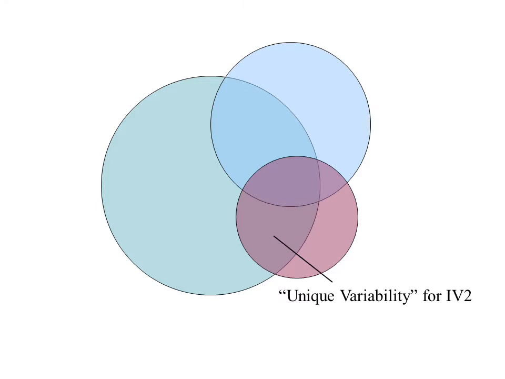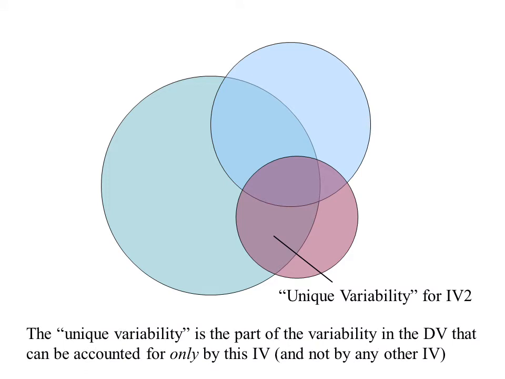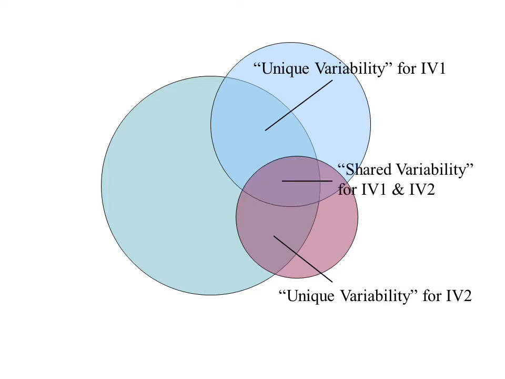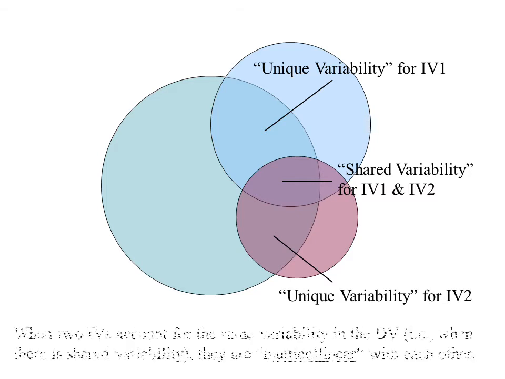Here's the unique variability for the second predictor we added. That's the part only it can account for. Here's the unique variability for the first one that we put in. So they each have their own part, and then this in the middle is the shared variability. In total, they're able to account for those three segments, but the way we handle the unique variability is going to be different from how we handle the shared variability when it comes to the math of these statistical procedures.